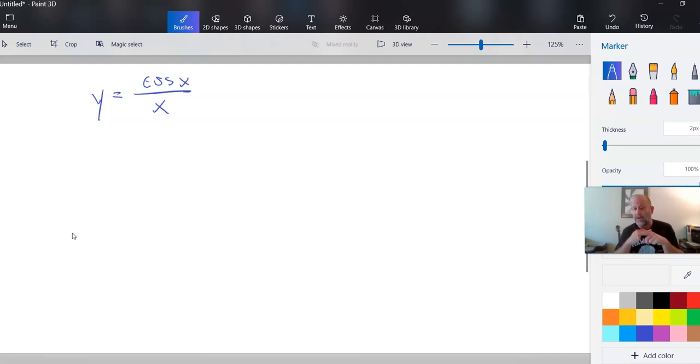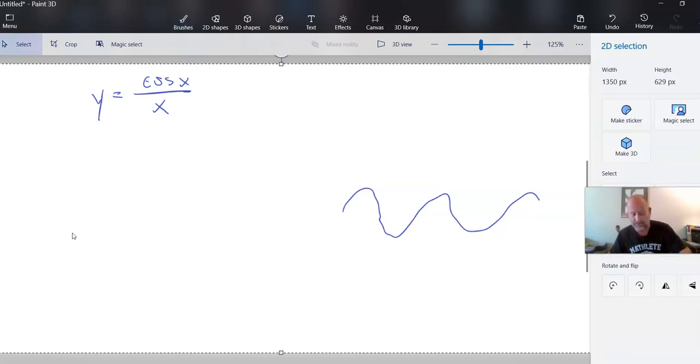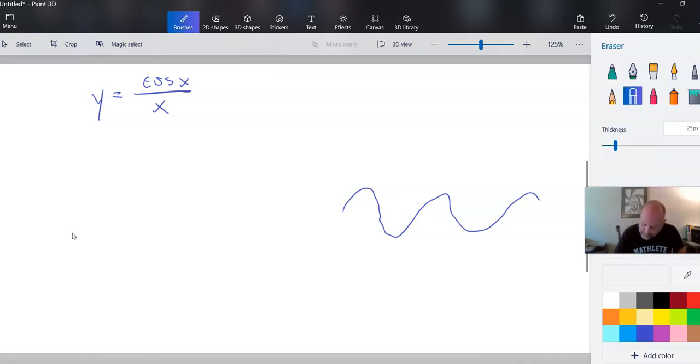But from what we know about cosine, the graph of cosine does the whole wave thing here. That's a terrible cosine, but there's no holes in it, is the main point. So because there's no holes in it, we know it's continuous.